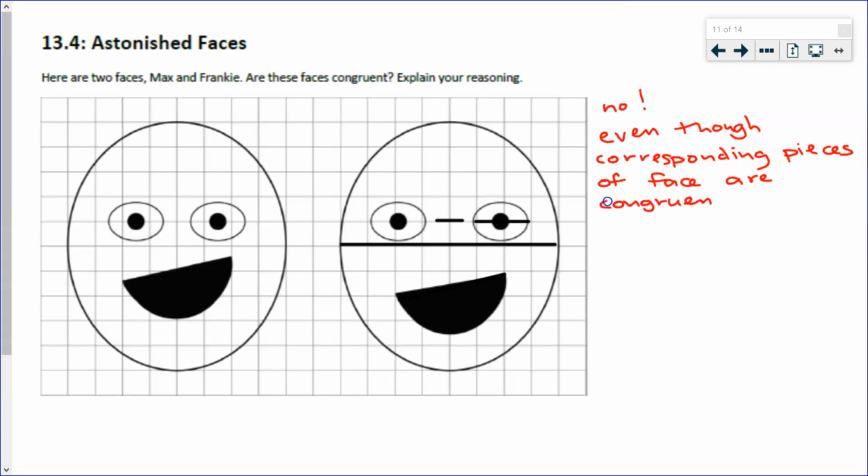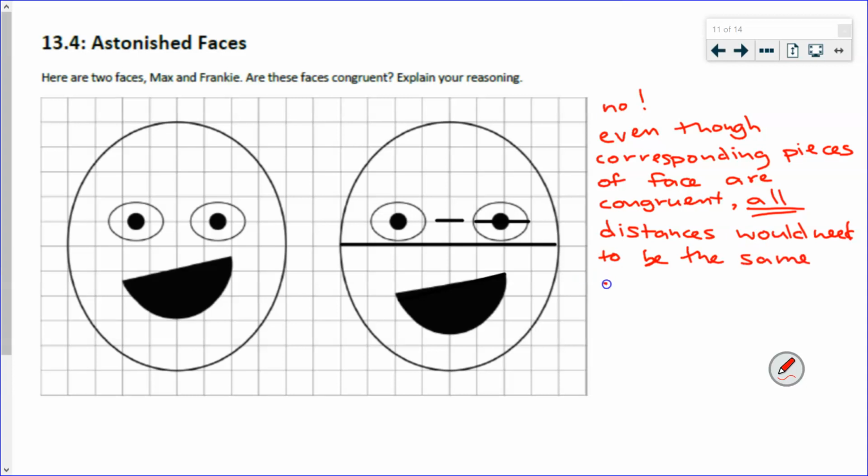the key thing is, and we're writing this down, all of the distances have to be congruent, including the distances between the pieces, right? All distances would need to be the same too. And they're not.